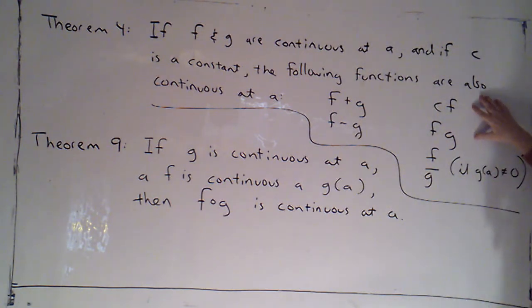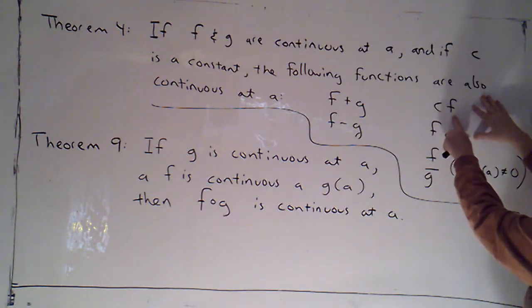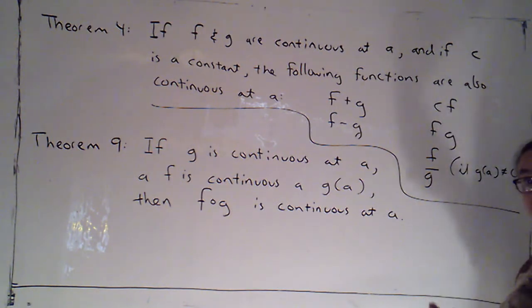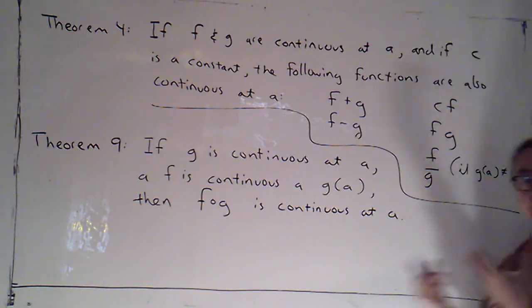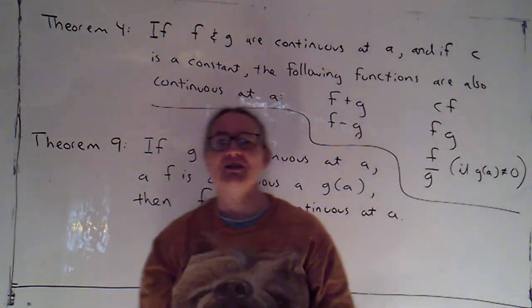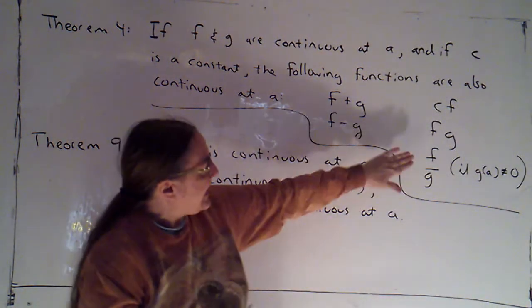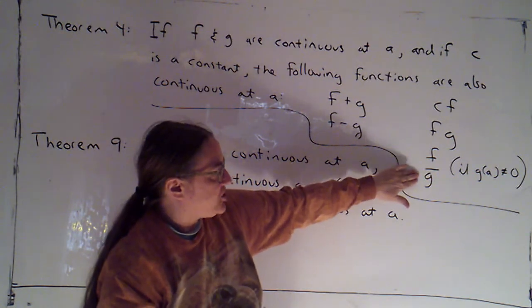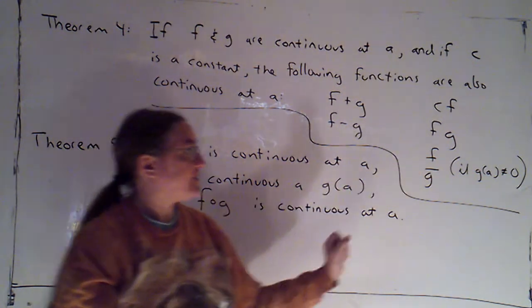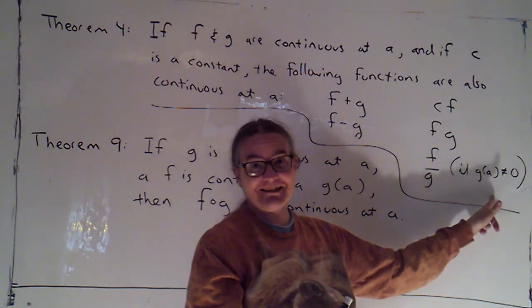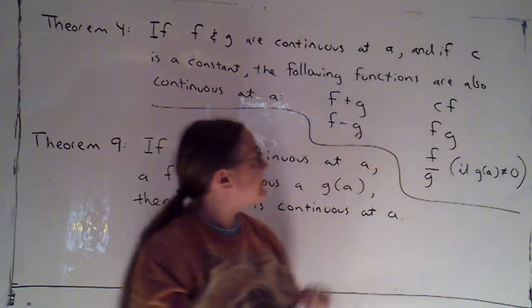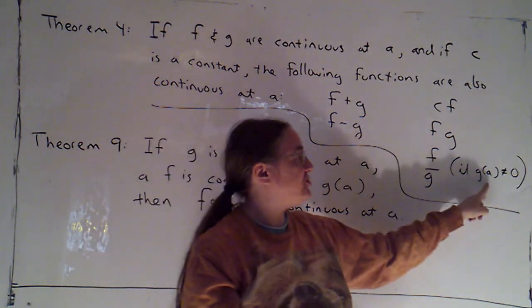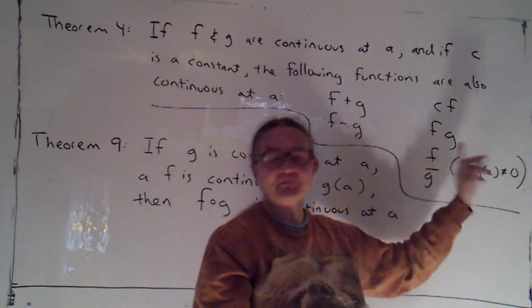We've got two versions of multiplication, c times f, so that's multiplying the continuous function f by a constant c, or f times g, that's multiplying two functions that are both continuous at a together. And then division, f divided by g, that of course would be assuming that the denominator isn't 0. So if we're talking about continuity at a, that would mean that g of a can't be 0.